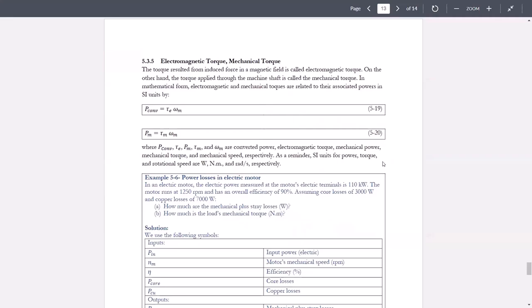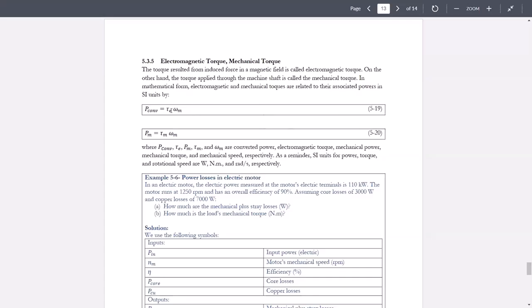But we have another torque, which is called the electromagnetic torque. The torque that results from the induced force in a magnetic field is called the electromagnetic torque. On the other hand, the torque that is applied through the shaft of the machine is called the mechanical torque. There is a bit of difference between these two in terms of numbers, and that's associated with the losses, the friction losses, the mechanical losses of the machine.